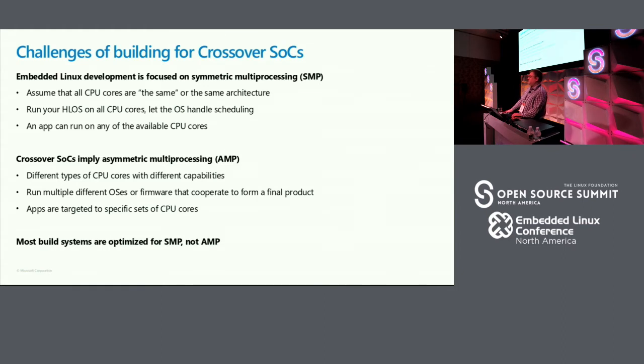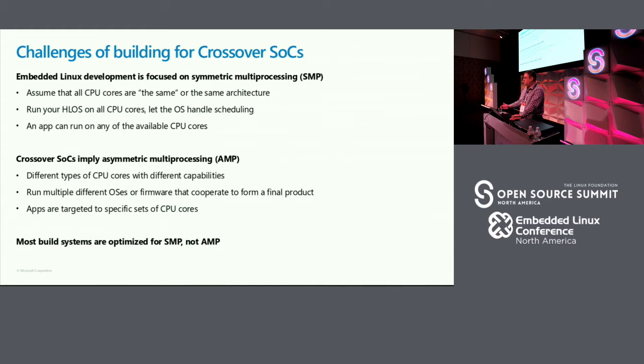So you've got these different CPU cores with different capabilities. In some cases, certain peripherals are only tied to certain cores, and so your GPU might only be available to one of the five CPUs on your chip. And so it's really important that if you're writing an application that needs the GPU, you end up on the right CPU. They tend to run multiple OSs or firmware.